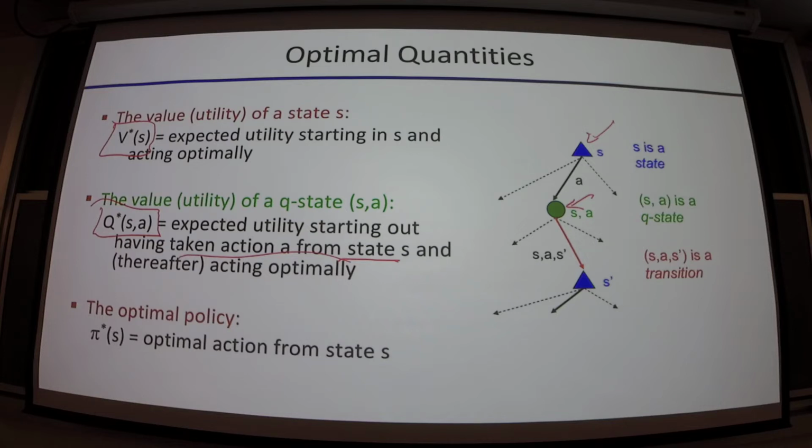Okay, and then as I mentioned, we have this notion of optimal policy, which is the optimal action from state S. The optimal policy is a function over states. The optimal action from a state is what's described by the policy given state S, right? Does that make sense? Cool.